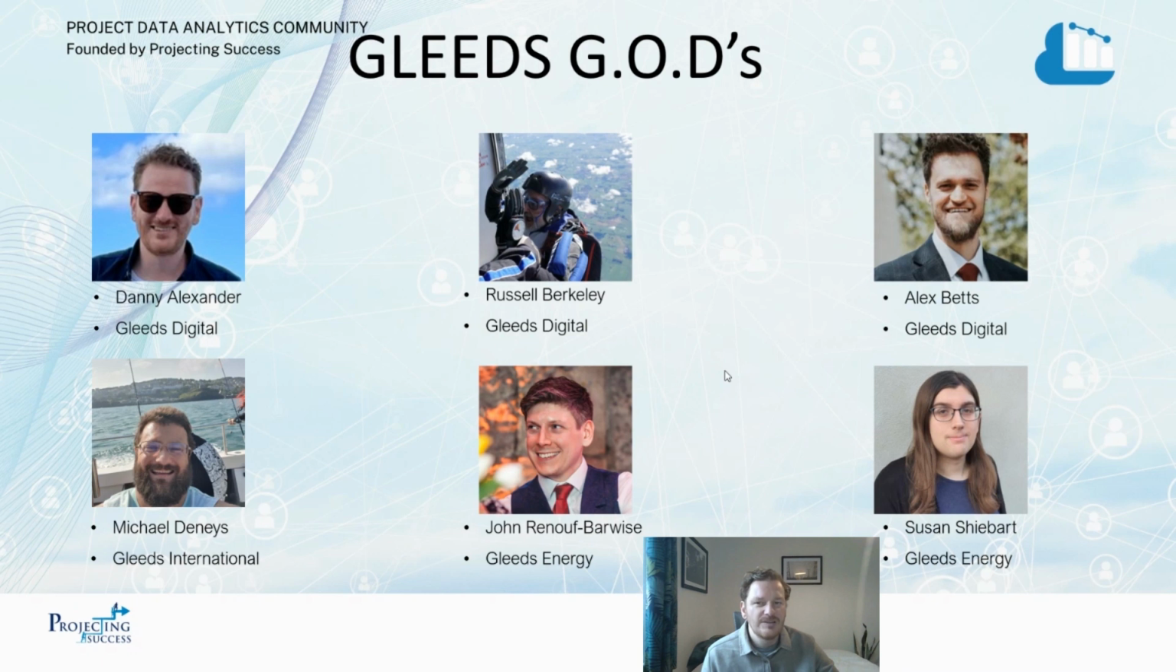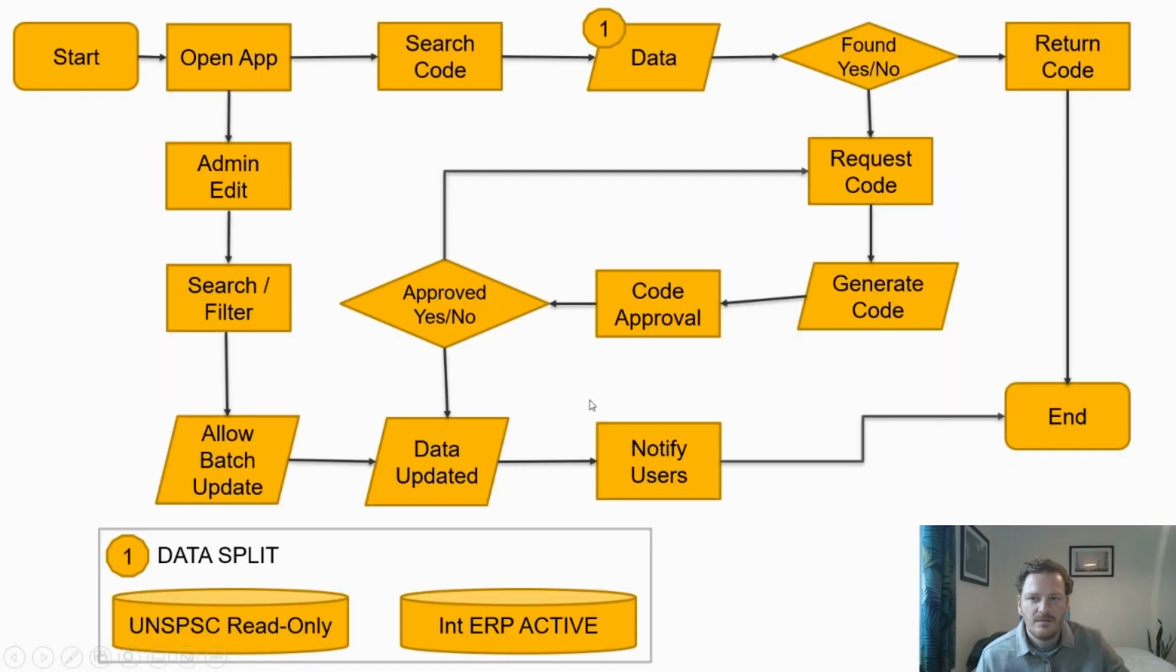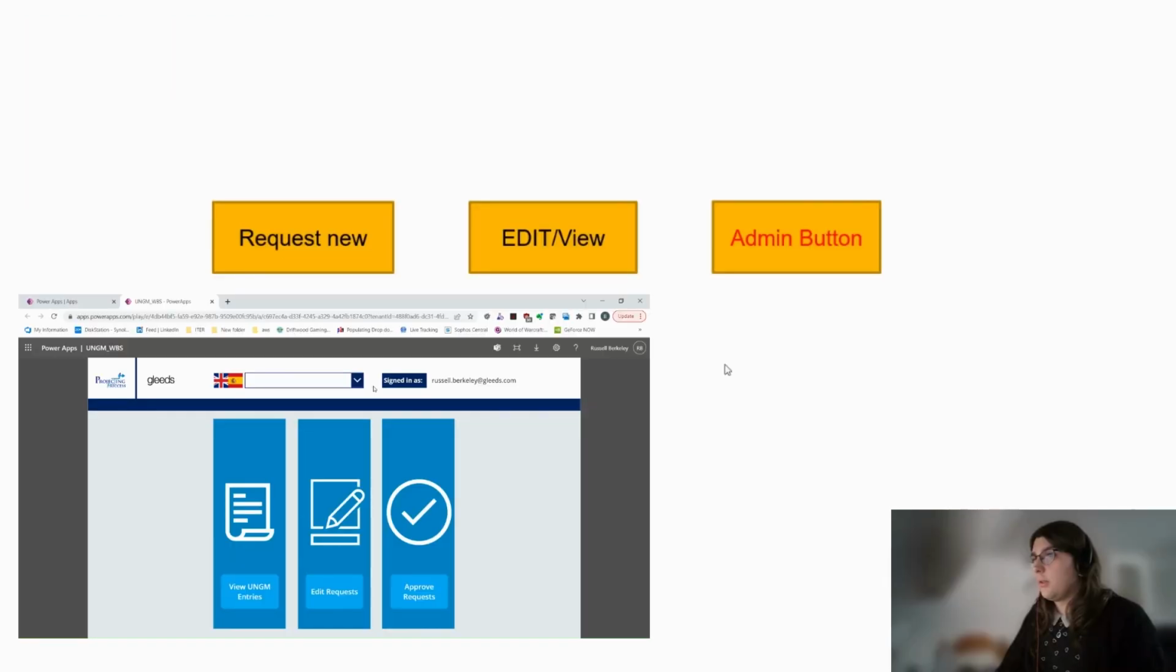Hello, we're Gleeds Gods. We're a team made up of Gleeds employees from different countries, commercial sectors and departments. We chose challenge 3, A Spoonful of UNSPSC's Make the Medicine Go Down. We started working on this challenge by creating a pseudocode. This would define what functions and paths we would need the app to contain in order to produce a working solution.